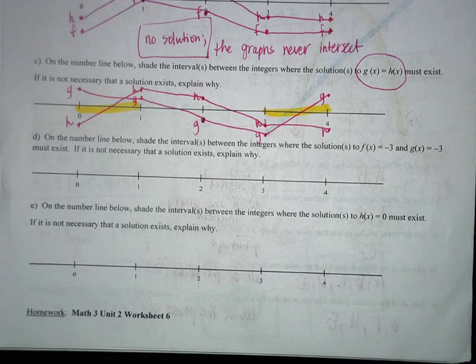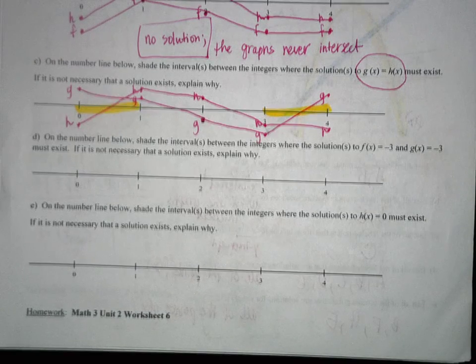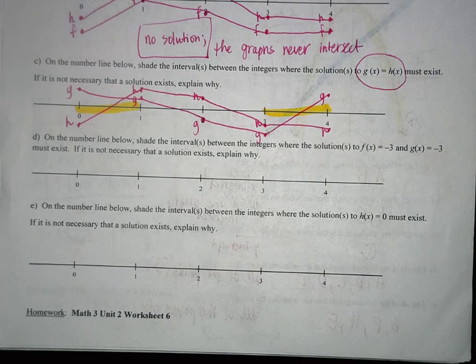All right, any questions? Would it be okay if you just plotted g all at once and then did h? Yeah, just as long as you know where it goes, if it's going above or below.